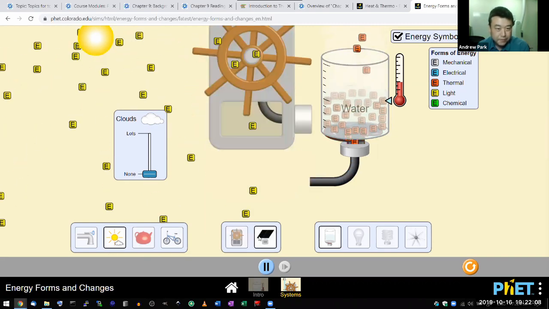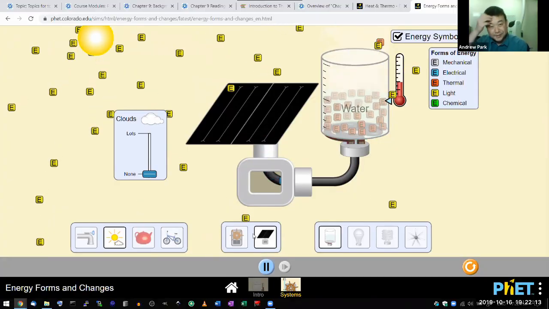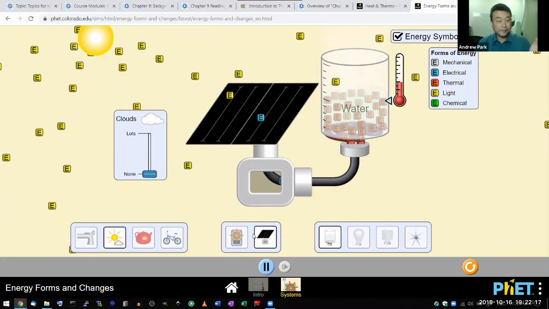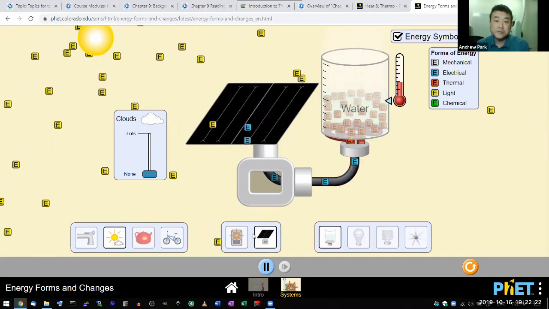Oh, now I need a solar panel. I guess it's not this description. It's a good background material for those of you who haven't seen this in your middle school, high school science class.